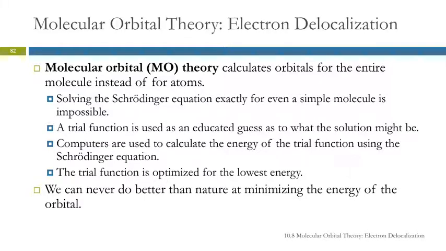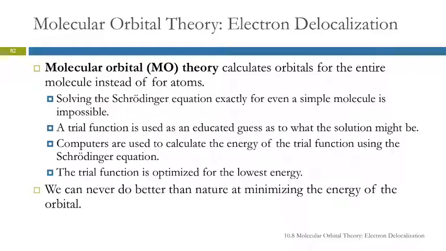Molecular orbital theory. Okay, this is the most complicated bonding theory we're going to cover. In valence bond theory, the electrons in the bonds were still localized between the two atoms. In molecular orbital theory, we have electron delocalization. So instead of looking at orbitals just on individual atoms, even hybrid orbitals, we're going to calculate orbitals for the whole molecule.